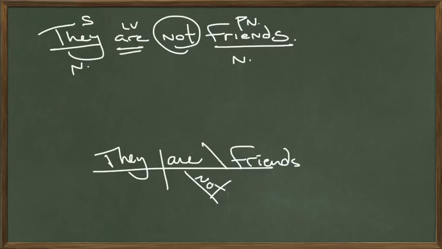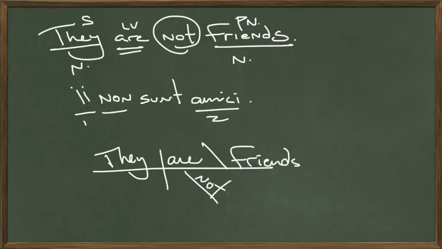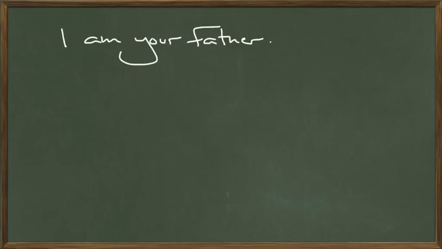when we diagram this. Okay, when we translate this into Latin, we would translate this as ii non sunt amici. Ii non sunt amici. Bad Latin word order. We would probably say ii, number 1, amici, number 2, non, number 3, sunt, number 4. Ii amici non sunt.